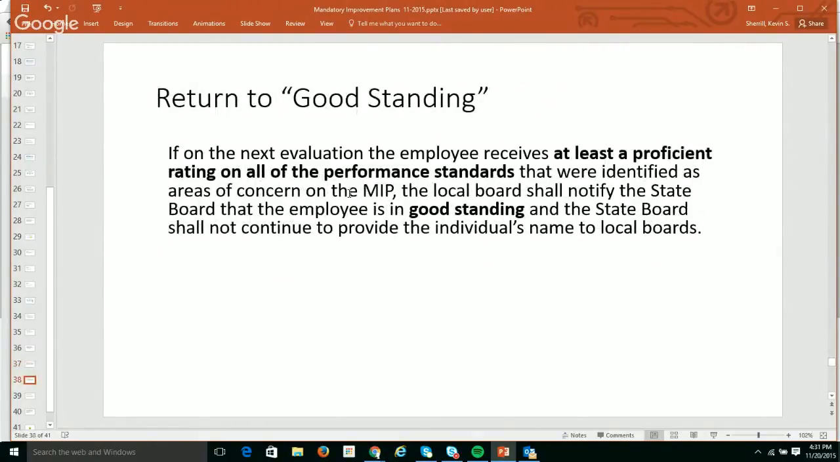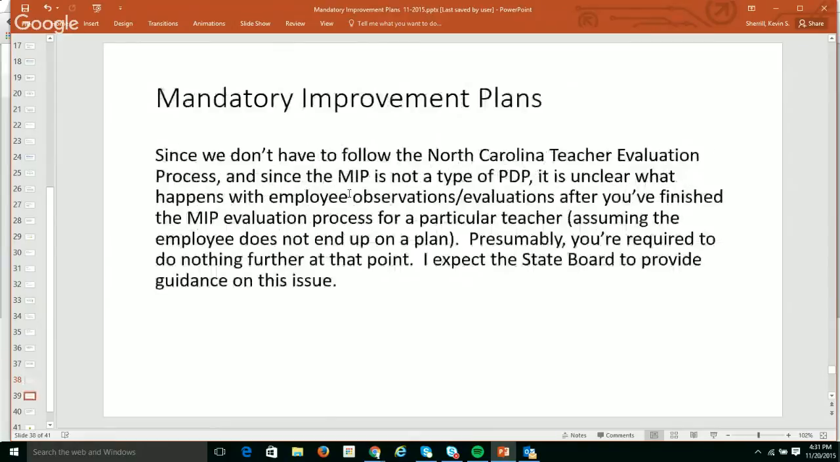If on the next evaluation, though, that person is at least proficient on the things that were identified, then they get to return to good standing, and the state board will not provide their name to local boards anymore. So they can return to good standing, which is good news, I guess. But I don't know how that process is going to work.